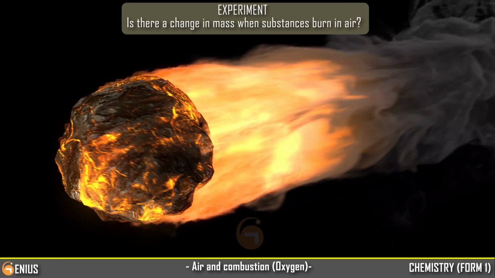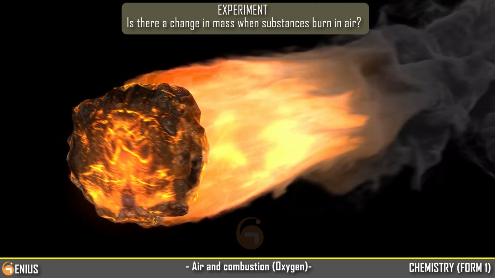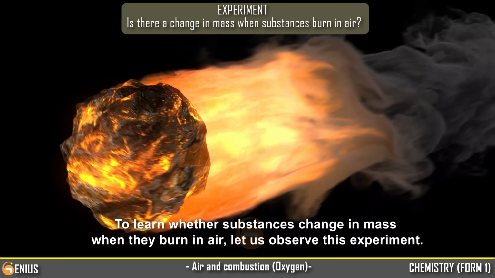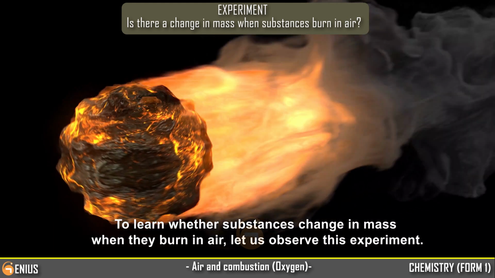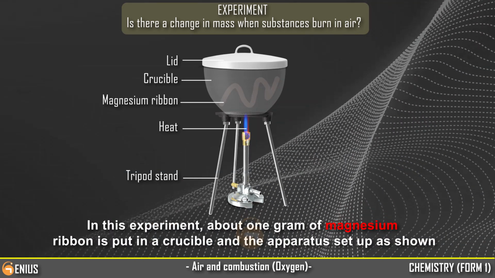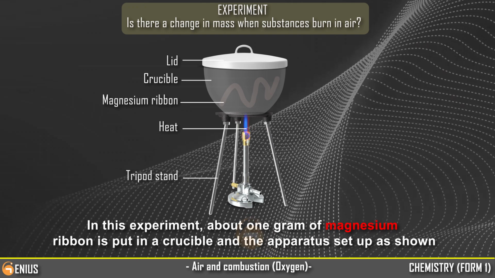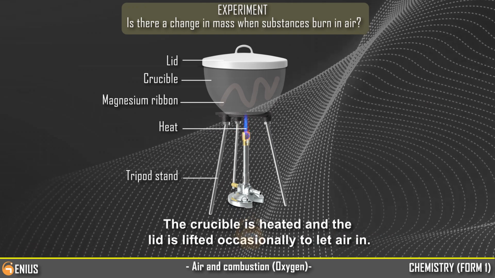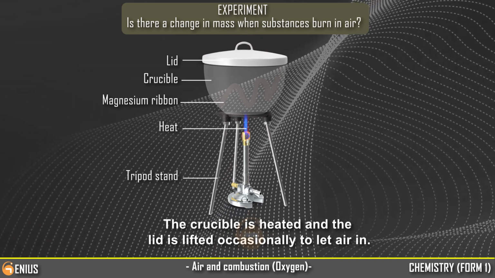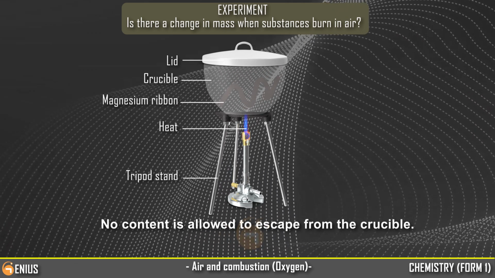Experiment: Is there a change in mass when substances burn in air? To learn whether substances change in mass when they burn in air, let us observe this experiment. In this experiment, about 1 gram of magnesium ribbon is put in a crucible and the apparatus set up as shown. The crucible is heated and the lid is lifted occasionally to let air in. No content is allowed to escape from the crucible.